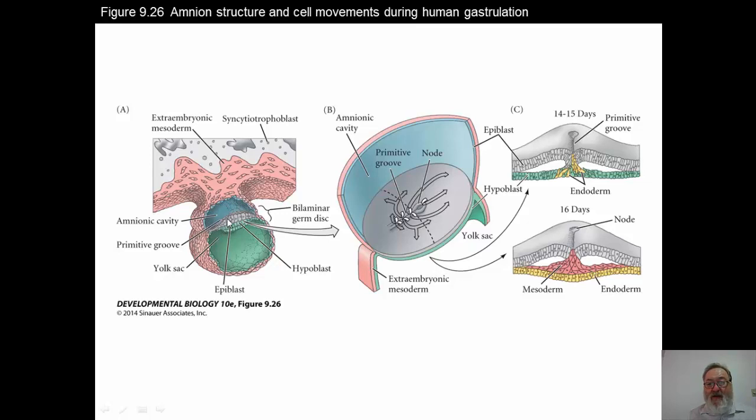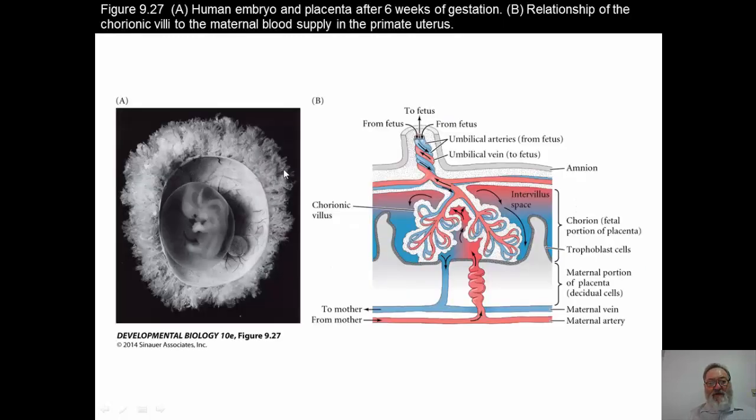I might mention that once this amniotic cavity becomes formed, it fills with fluid to provide that fluid environment that is required for the amniotes. Let's just look a little bit more detail at the placenta.